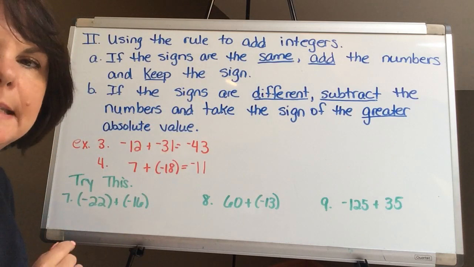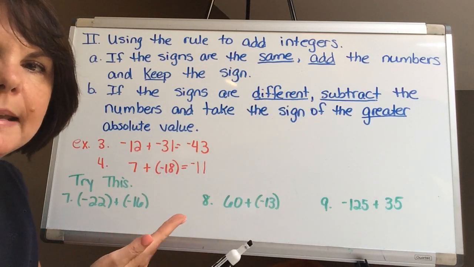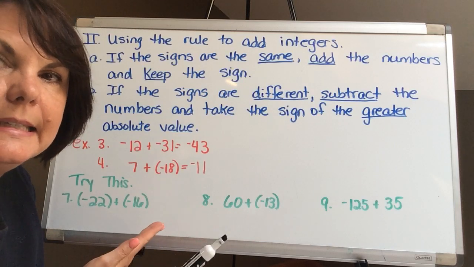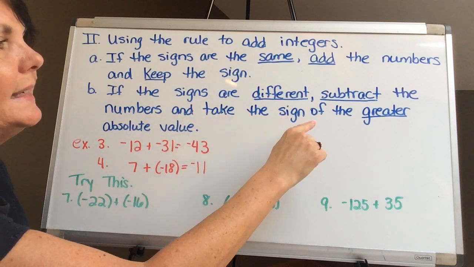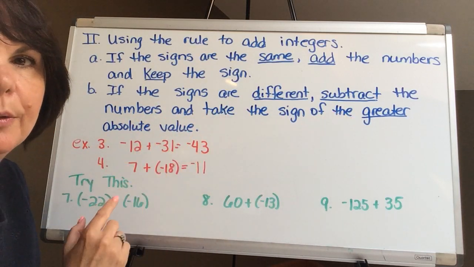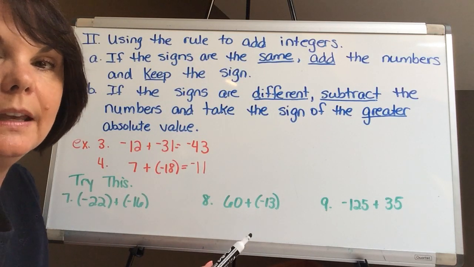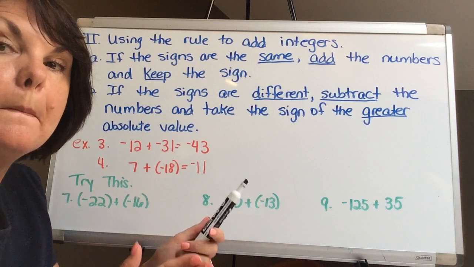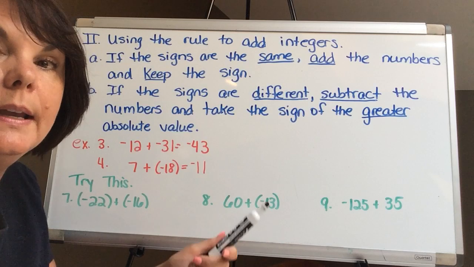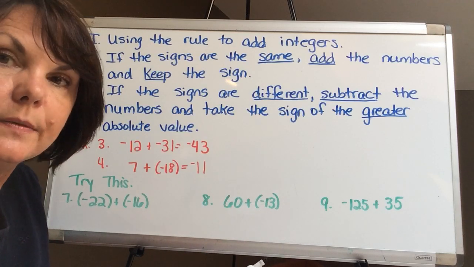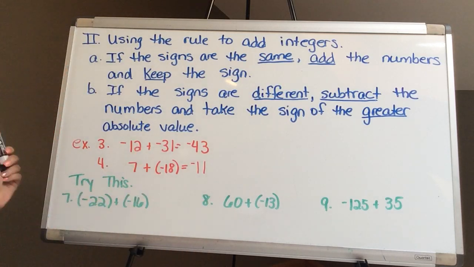However, if your signs are different, one's a positive, one's a negative, you subtract the numbers because that's where you're making those 0 pairs. And that distance on the number line cancels each other out. And take the sign of the greater absolute value. So the greater number, when you take its absolute value. For example, I have a positive 4 and a -6. Obviously, positive 4 is greater, but it's their absolute value that I'm talking about. So the absolute value of a positive 4 is a positive 4. The absolute value of a -6 is a positive 6. That is greater.